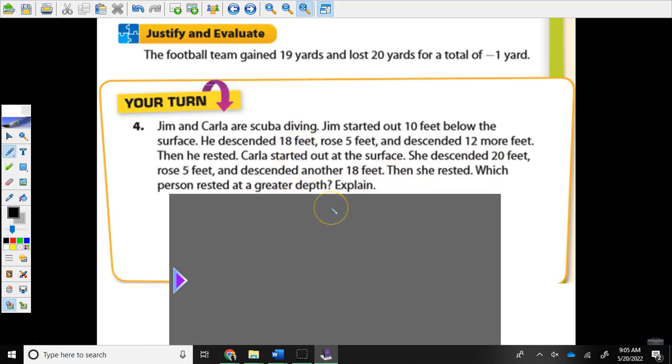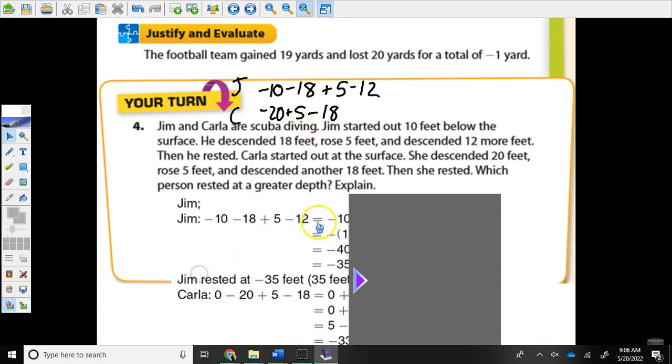So they're saying which person stopped and rested at lower. So Jim started out negative 10 feet. Negative 10, went down 18, came up 5, he rose 5 feet, and then went back down 12. So this is J. Carla started at surface, okay? So she went down 20, came back up 5, and then went down 18. Those are the situations that you need to work out.